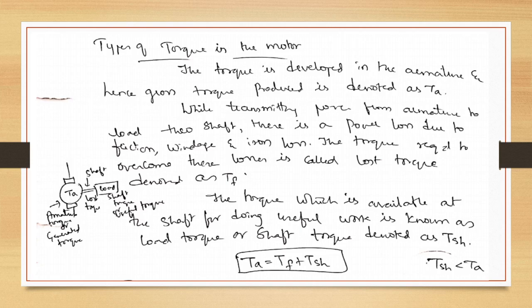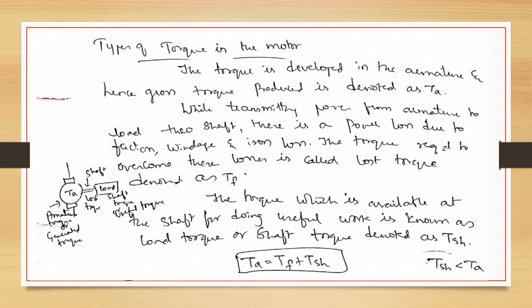Types of torque. Let us see how many types of torques are there in a DC motor. Torque is developed in the armature, and hence the gross torque produced is denoted as TA. While transmitting power from armature to load through the shaft, there is a power loss due to friction, windage and air losses. Students, I will tell you in detail about losses in one class, in the third unit. We will see how many losses are there, what exactly the losses are, and what the formulas of various losses are. The torque required to overcome these losses is called lost torque.